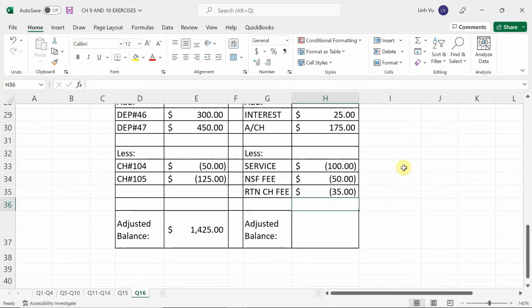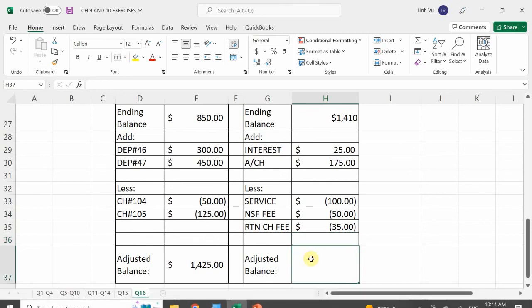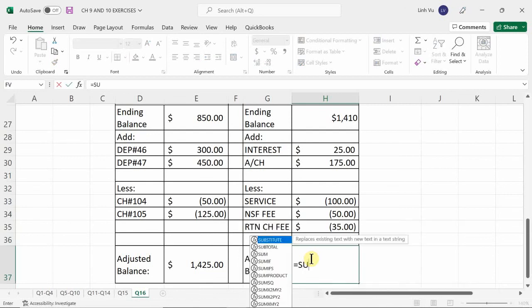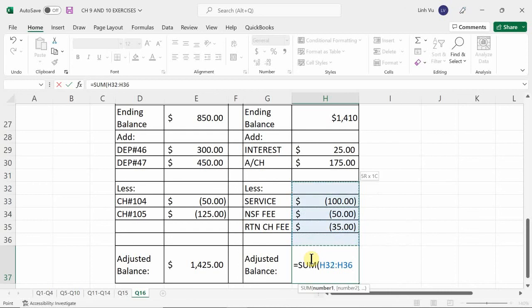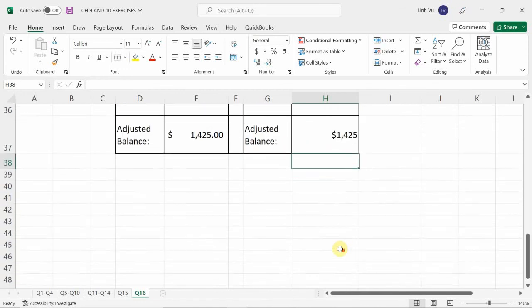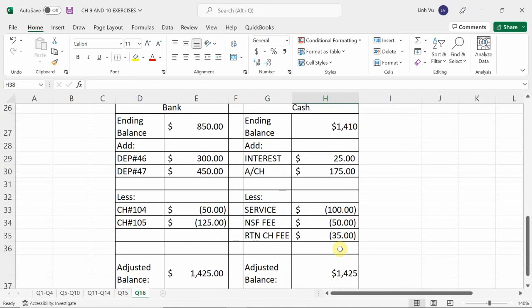Okay, so in this case, what is my total amount if I started out with $1410? I'm going to add $200 and subtract $185. It came out to $1425. $1425, and do they match at the end of the day? Yes. So that means we successfully did our bank reconciliation correctly, right?